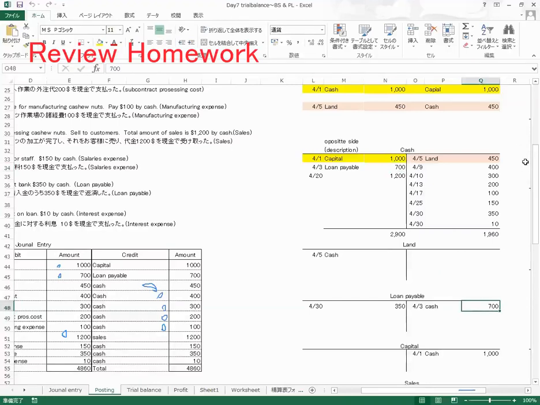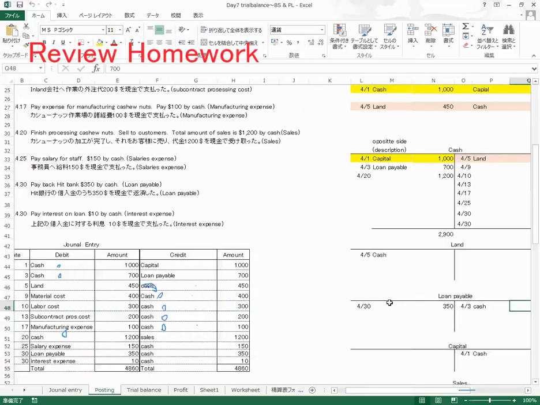So you should write according to the date of each transaction. You cannot write first, third, April 1st, April 3rd, then go to April 20. You do not do that.